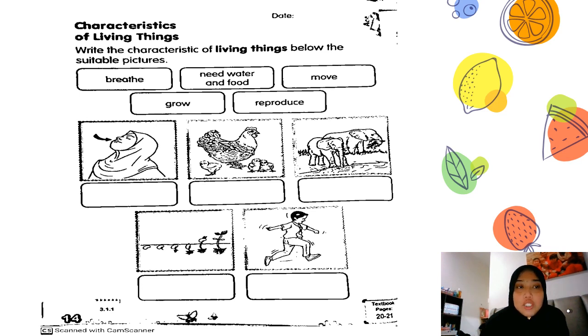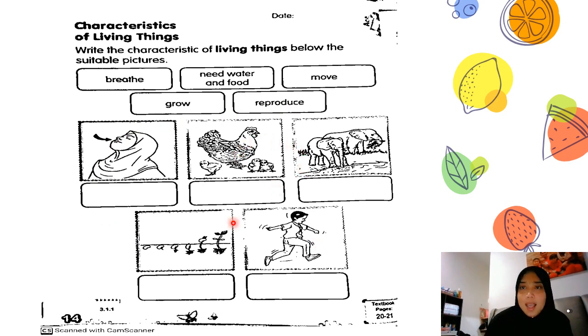This one, you need to write the correct answer in the correct boxes given. So there are a few words that can help you. The first one is breathe. Which picture shows breathe? Need water and food. Which picture shows need water and food? Move. Which picture shows move? Grow. Which picture shows grow? And reproduce. Which picture shows reproduce?